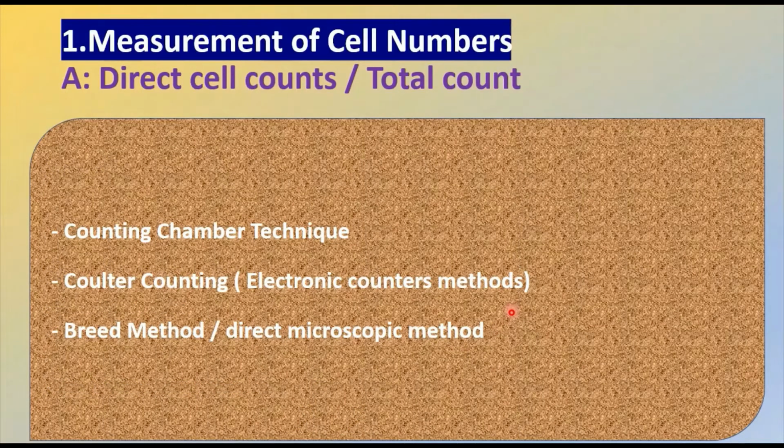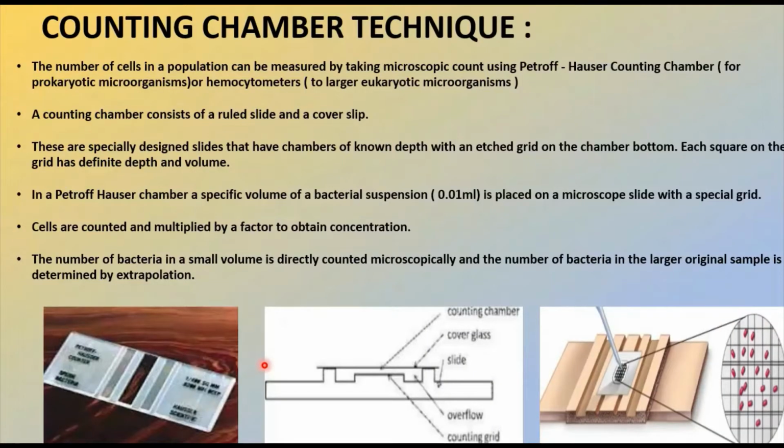So coming to the first one, that is measurement of cell numbers by the direct cell count method, where we have three methods. Those three methods we are going to discuss in detail. The counting chamber technique is the first one, culture counting is the second one, and the third one is the Breed method or direct microscopic method. So coming to the first one, the counting chamber technique.